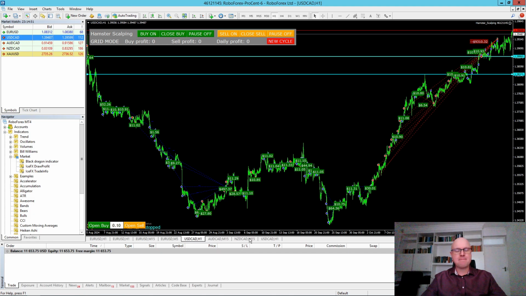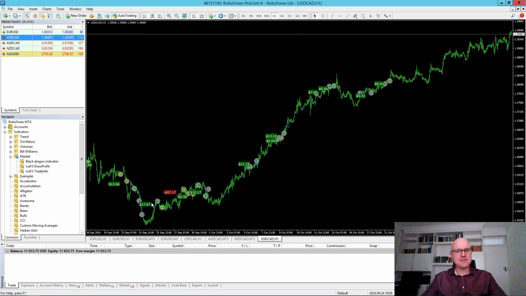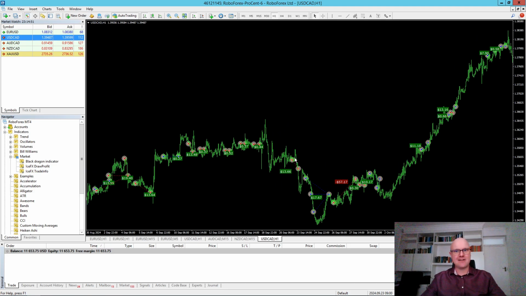Compare that to the same period on Hamster Scalping, and you'll see because it didn't have that stop loss or set way of getting out on a Friday, it eventually suffered from the martingale risk.